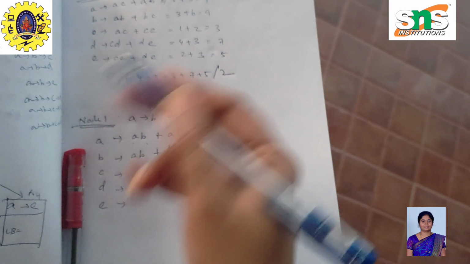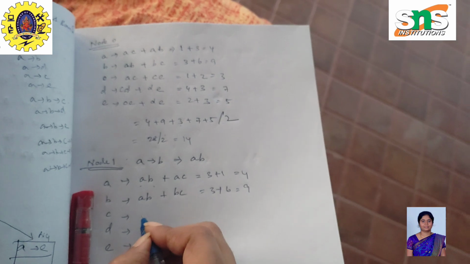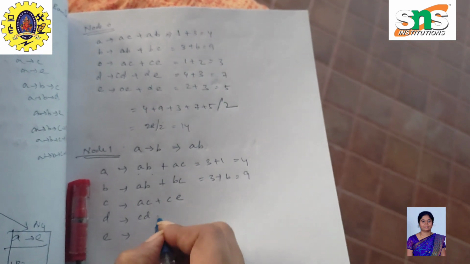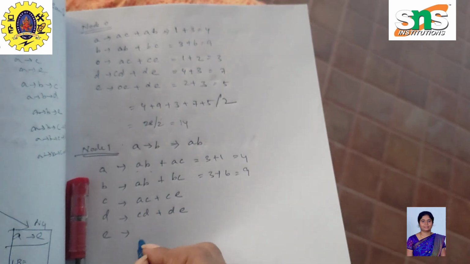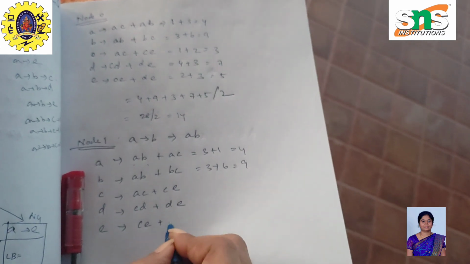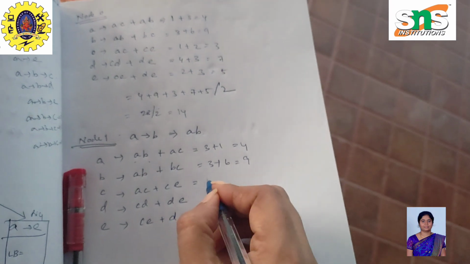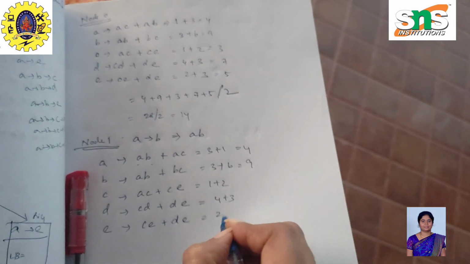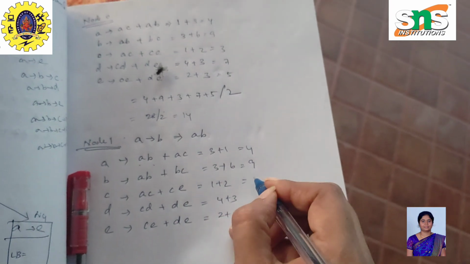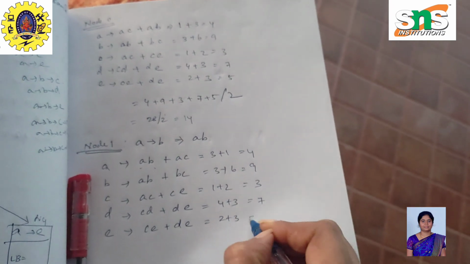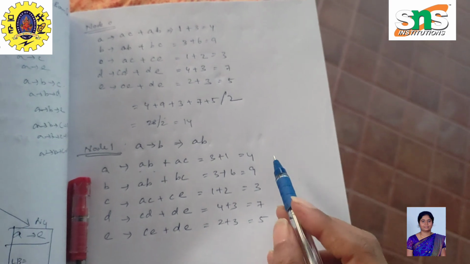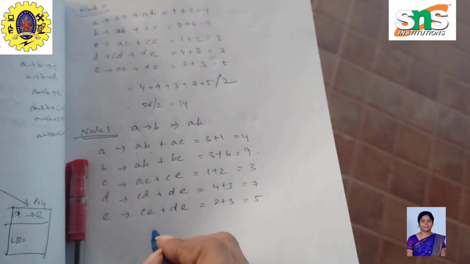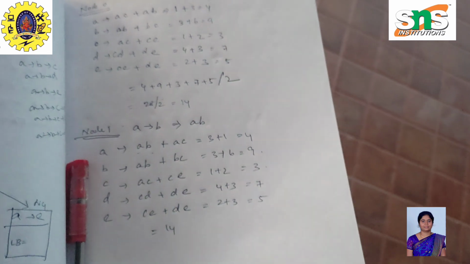So the remaining values from the node 0 we can rewrite. It is written as AC plus CE, CD plus DE, then CE plus DE: 1 plus 2, 4 plus 3, and 2 plus 3, 3, 7 and 5. So for this value is 4975, and for this also the answer is 14.